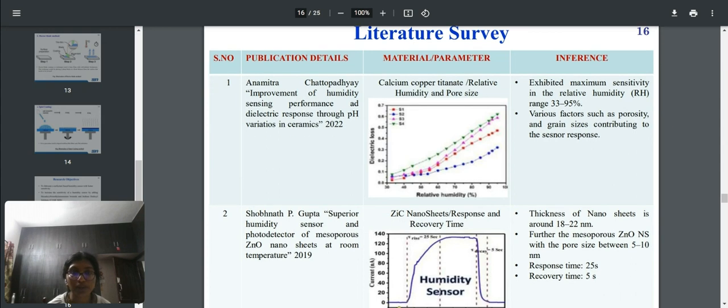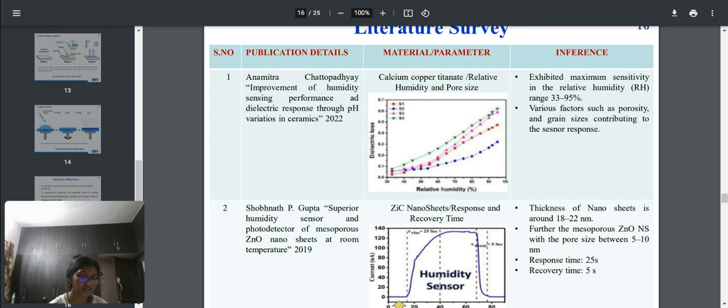In the first paper, improvement of humidity sensing performance, the material used is calcium copper titanate. They have tried to improve the response by altering the porosity and grain size. They've studied the effect of pH change on the response. Relative humidity in the range of 33 to 95% is measured using this humidity sensor, but the sensor that we are going to make can measure relative humidity from the range of 10% to 97%.